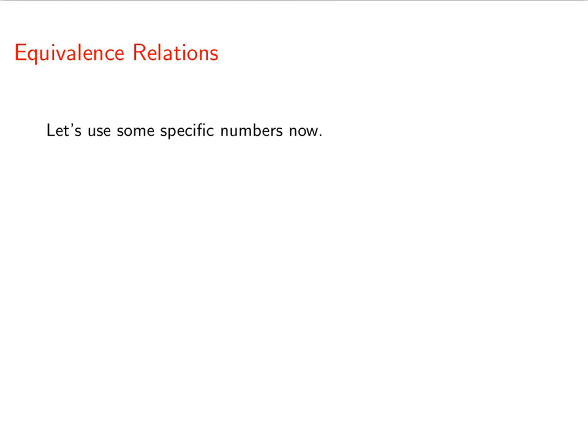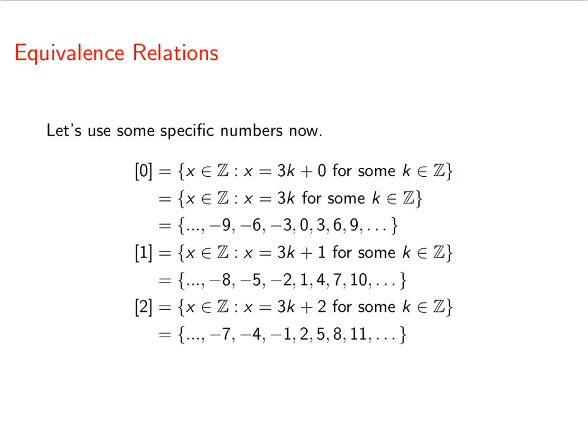All right, well, let's use some specific numbers. The class that contains 0 is the set of all integers that are of the form 3k. Those are all the multiples of 3. The class that contains 1 is everything that's of the form 3k plus 1. The class that contains 2 is everything of the form 3k plus 2. And you notice we've written out a few members of these classes so that we can see what's in there.